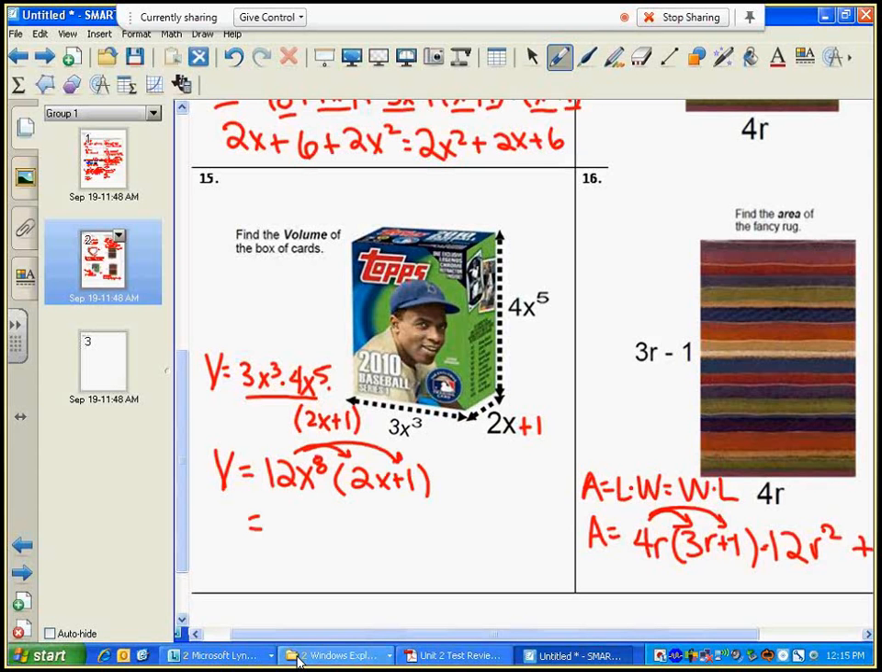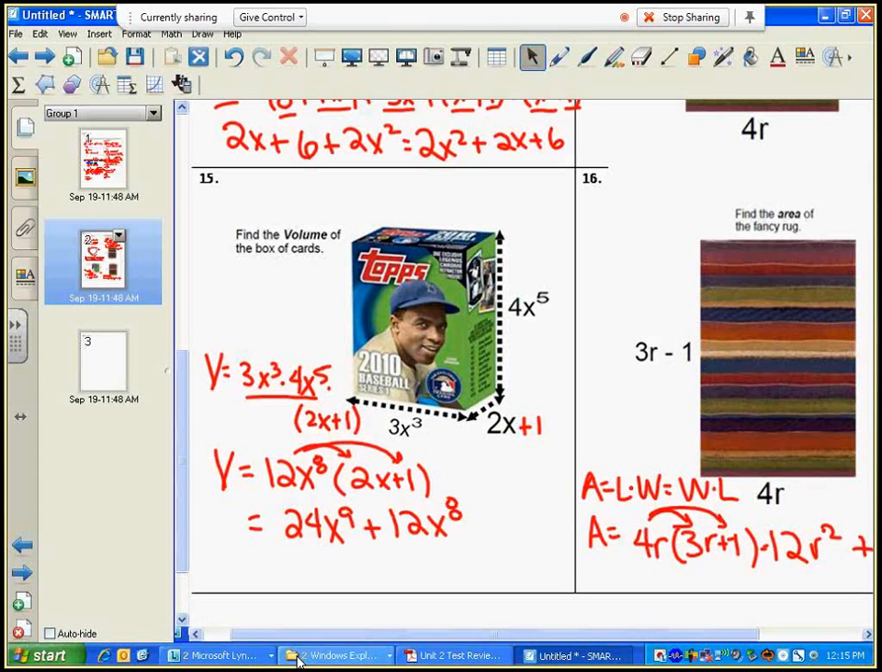I end up with 12 times 2 is 24, x to the 8 times x, 8 plus 1, 9. 24x to the 9th plus 12x to the 8th.